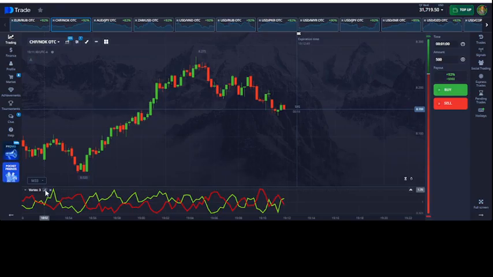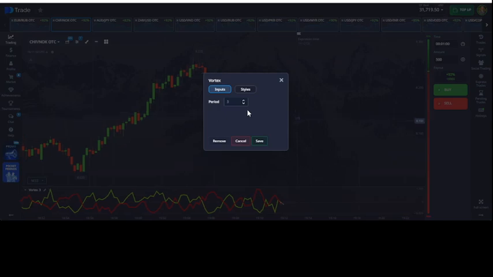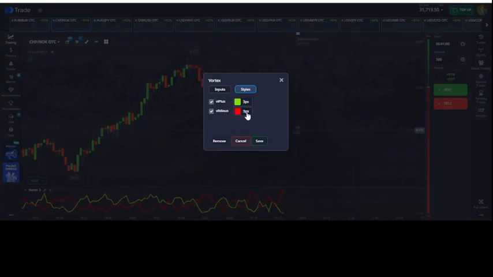When I click on the pencil icon for the Vortex indicator, I have the period set to 3. The default setting, I believe, is 14, but I've set it to 3 to make it more sensitive to reversals because we're going to be taking fast 60-second trades. In the style settings here, I've put the VI plus line to green, 3 pixels in line width, and the VI minus line to red, 3 pixels line width. So we can go ahead and save that.